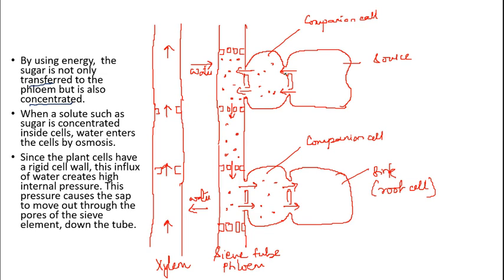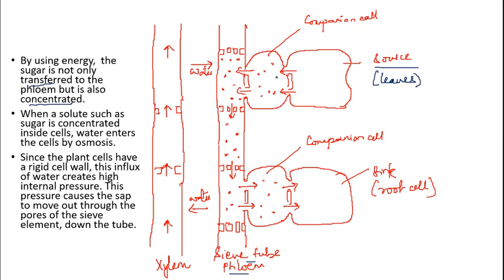So see, this is a source, which is the leaves. When the solute, the photosynthate or sugar, is accumulated in the sieve tube element, this is the sieve tube element of the phloem.